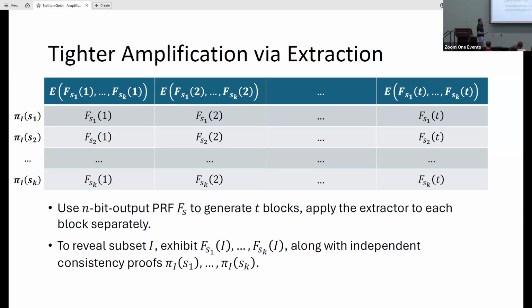So this is the construction. And I'm not going to elaborate too much on the analysis. I'm just going to give you a quick informal overview. So what you can show is this.